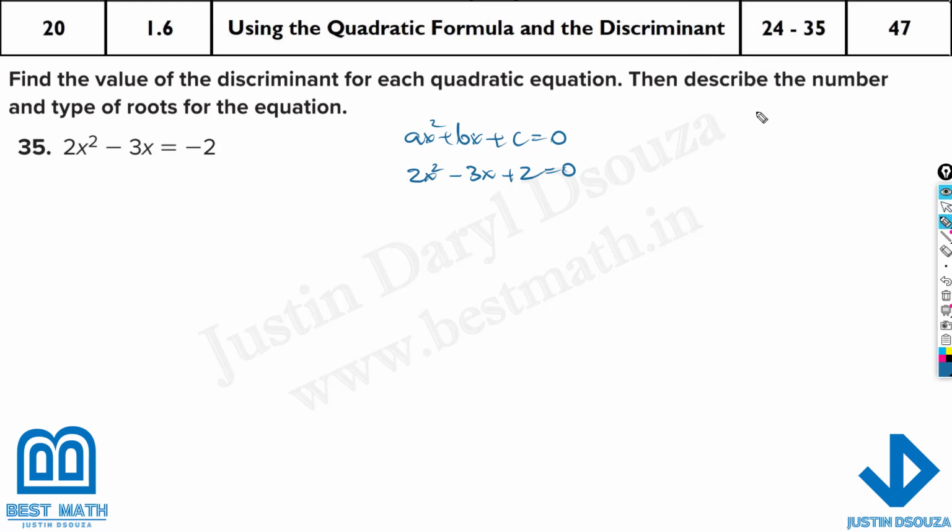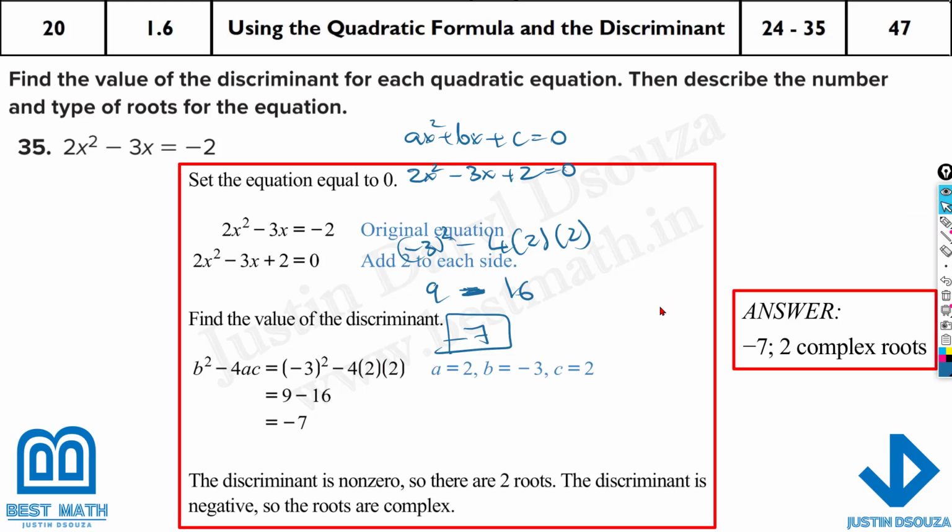So it is complex roots over here. Let's solve it up. Minus 3 the whole square minus 4 times 2 times 2. It's going to be 9 minus 16, so negative 7. So they are complex roots because we have a negative discriminant. As you can see, it's minus 7 the discriminant, two complex roots.